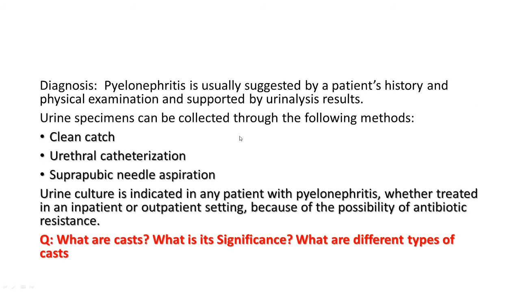The diagnosis is usually suggested by the patient's history and physical examination, and supported by urine analysis results. Urine culture is very important and it is indicated in any patient with pyelonephritis, whether treated in an inpatient or outpatient setting. Because of the possibility of antibiotic resistance, you have to decide which antibiotic to be given. So for that urine culture, you have to collect the urine samples by methods like the clean catch method, urethral catheterization or suprapubic needle aspiration.